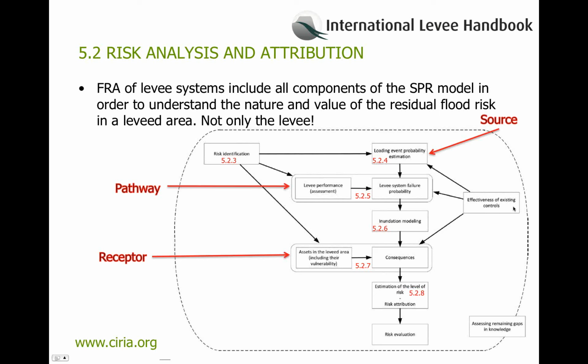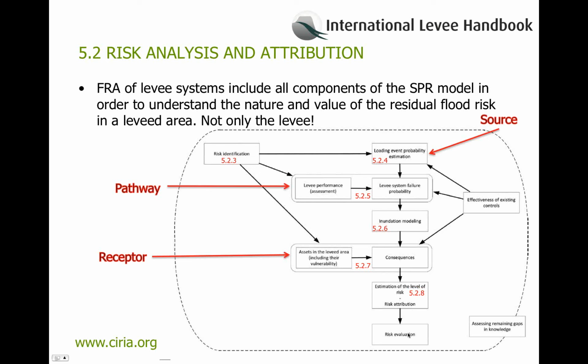Other activities like the effectiveness of existing controls have to be taken into account. Controls are structural or non-structural measures taken in order to limit the possibility of occurrence of an inundation or its consequences. They can apply to either the source, for instance breakwaters, the pathway, for instance levee maintenance, monitoring and emergency management, or the receptor, for instance flood warning, population and evacuation. Existing controls can and should be taken into account in the estimation of the event probability of the levee failure and in the consequences of the inundation.